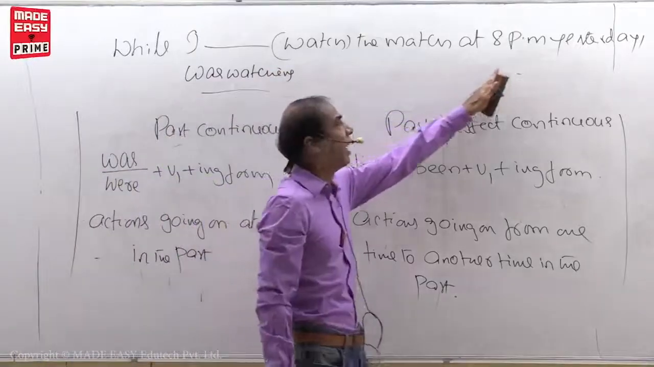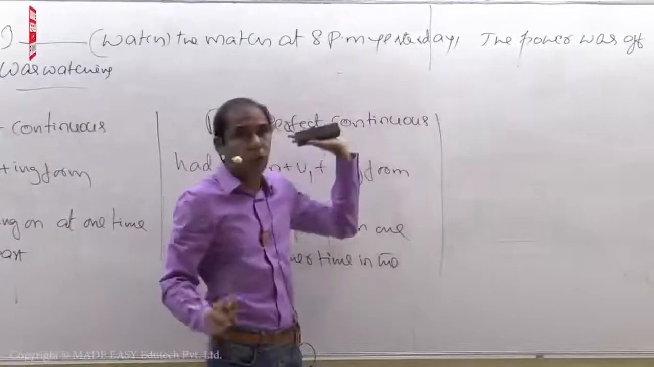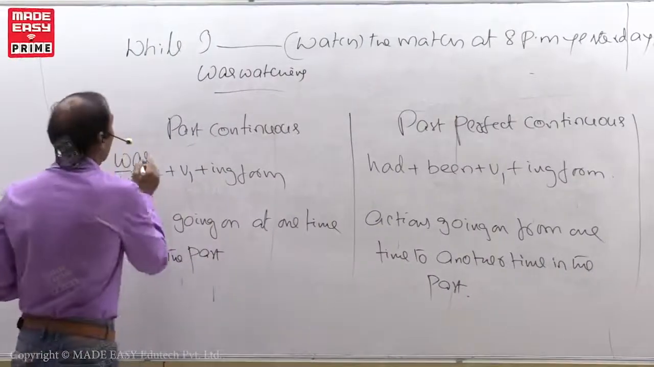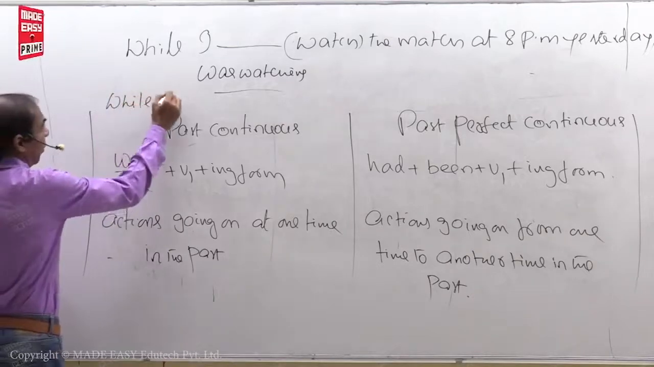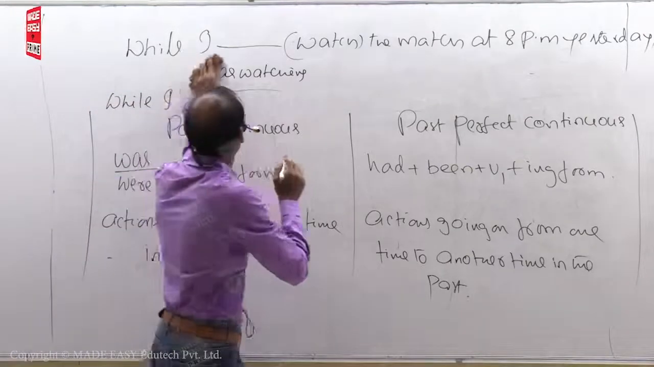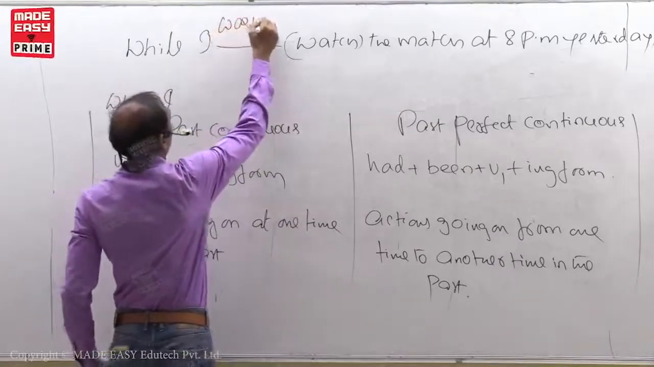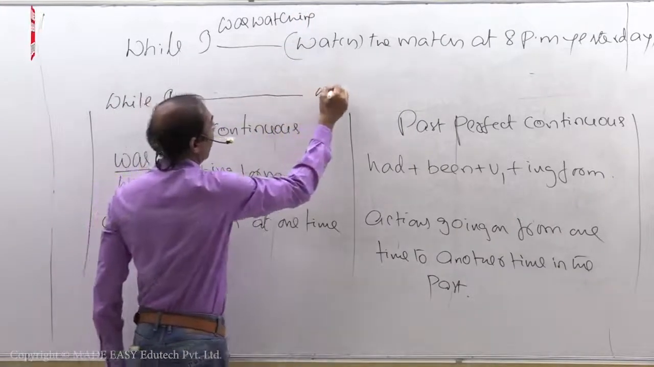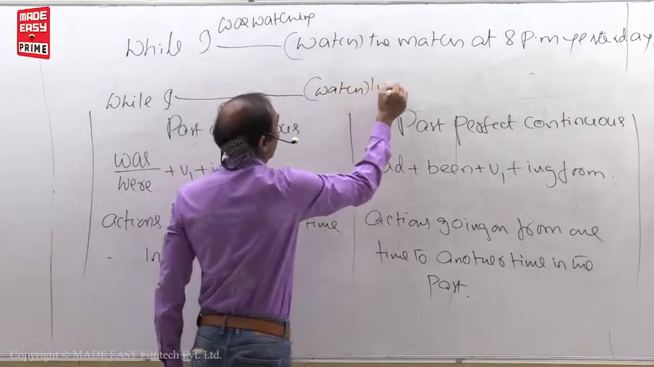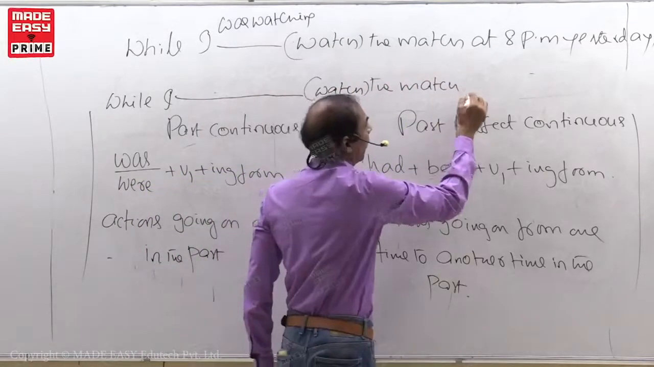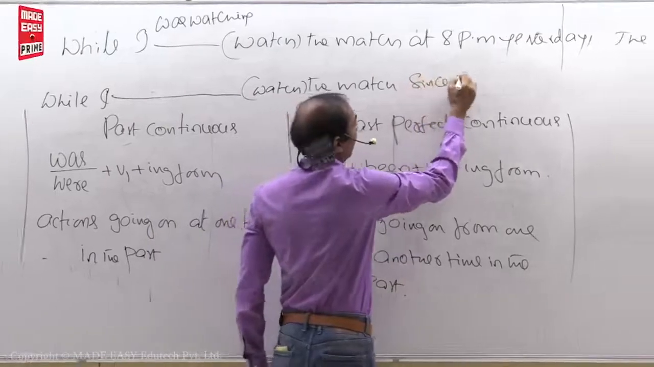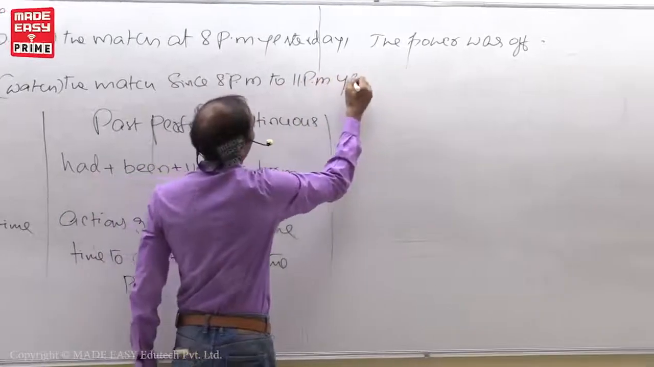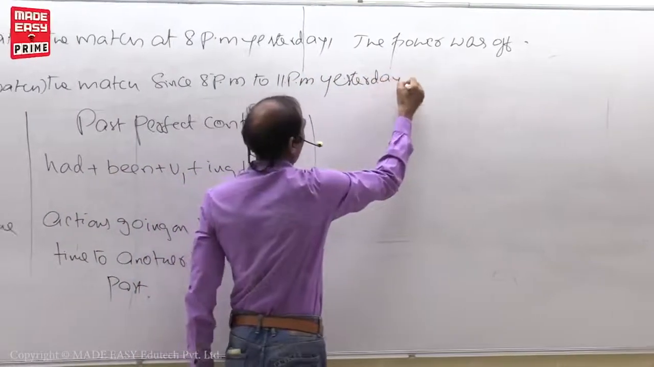While I was watching the match at 8 p.m. yesterday, only at one time. Okay? For example, same sentence. Let us take: While I dash watch the match since 8 p.m. to 11 p.m. yesterday. Was watching.